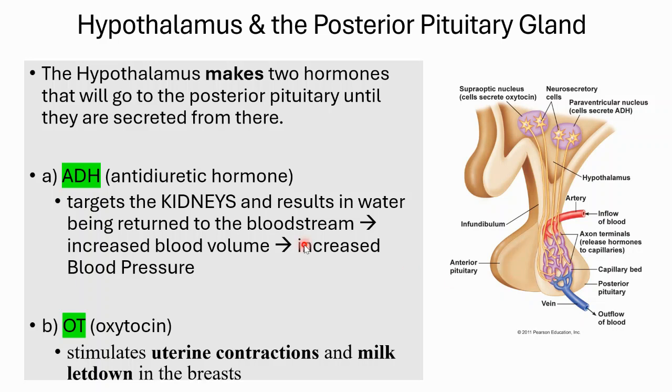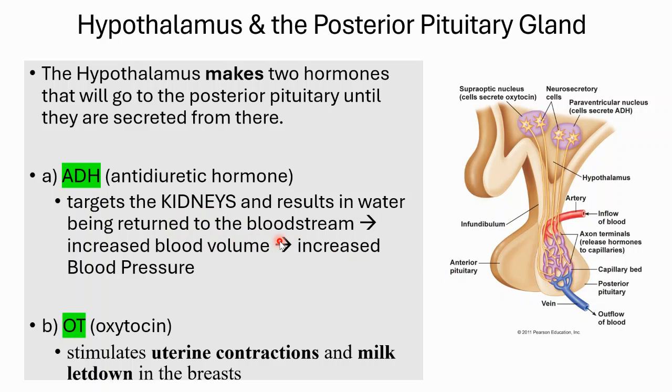So antidiuretic hormone is going to target the kidneys, and that's going to result in water being returned to the bloodstream. So, if you think about what a diuretic is, if I were to ask you what are some diuretics that you might consume, they would be caffeinated beverages. They're diuretics, meaning they make you pee. Alcohol, it's going to make you pee. So, an antidiuretic is one that's going to not have you pee.